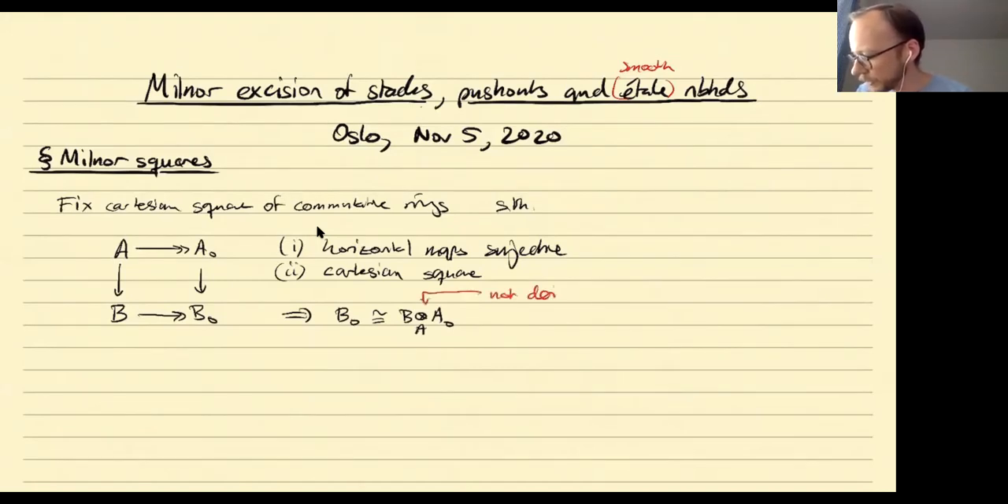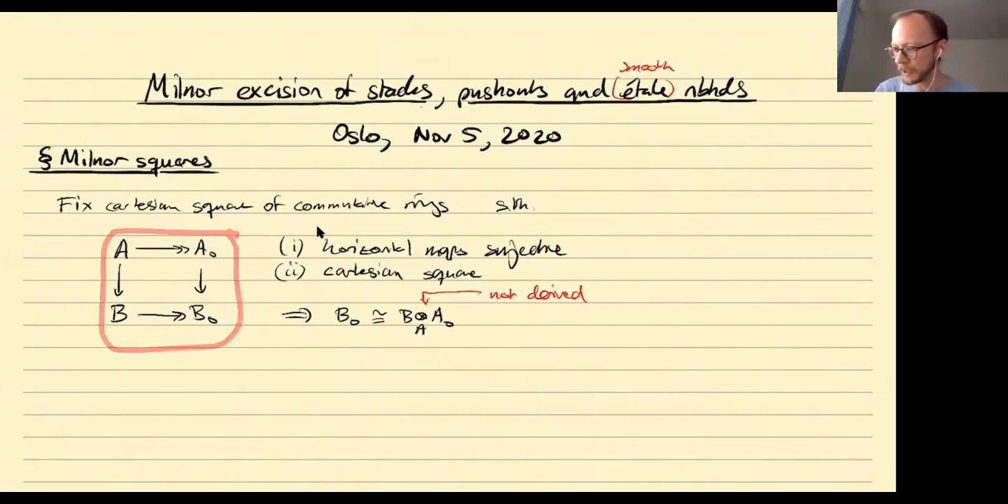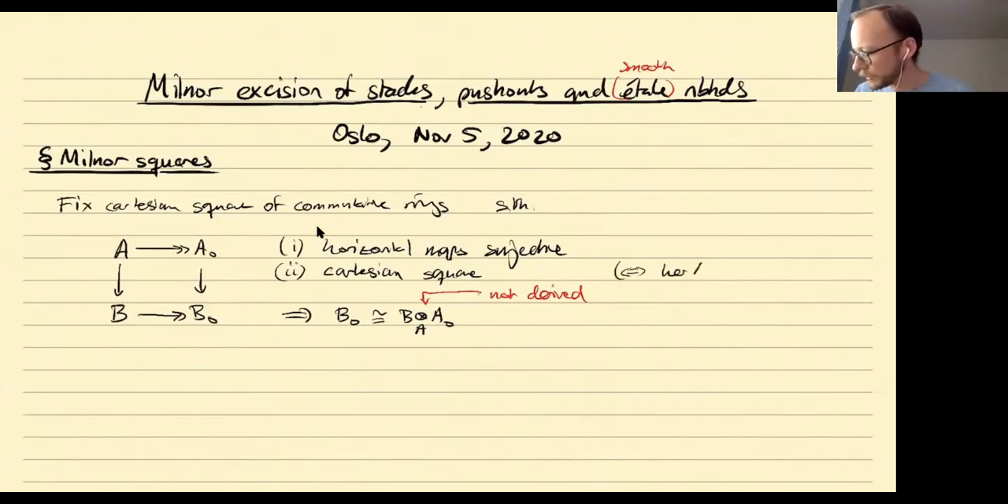So usually these Milnor squares are not co-Cartesian as derived rings, only on the level of pi naught. And of course, this being Cartesian is just saying that the ideal of this surjection is isomorphic to the ideal of this surjection. So the kernel of A to A naught maps surjectively onto the kernel of B to B naught.